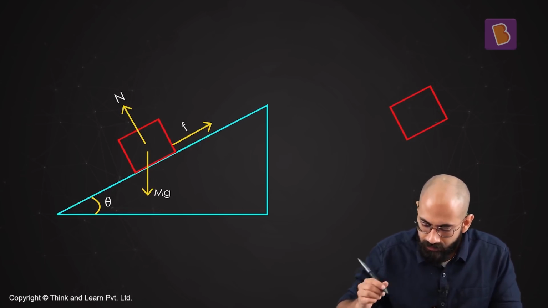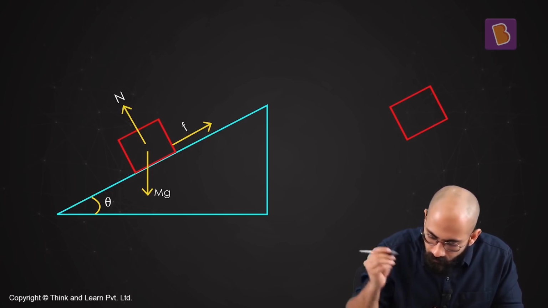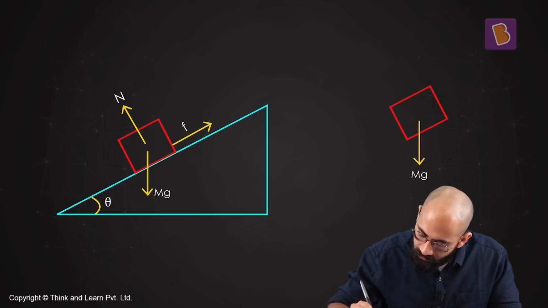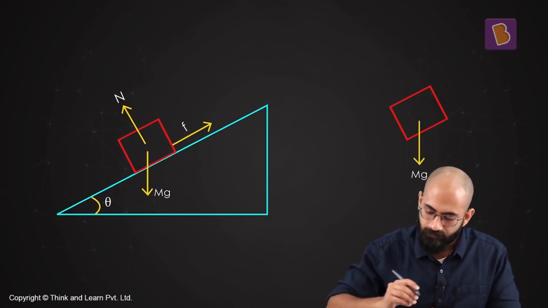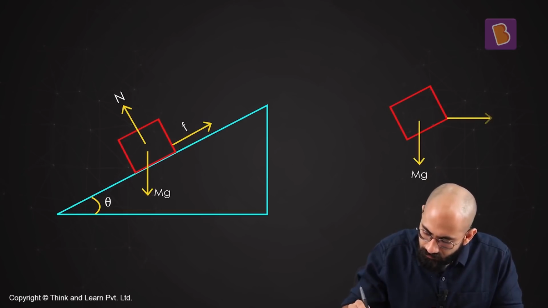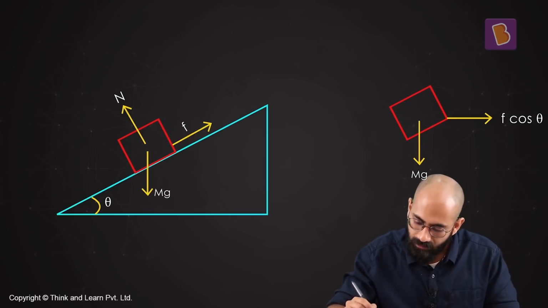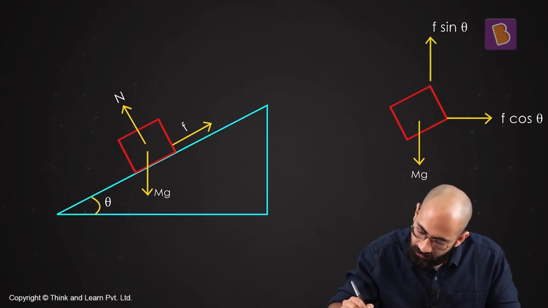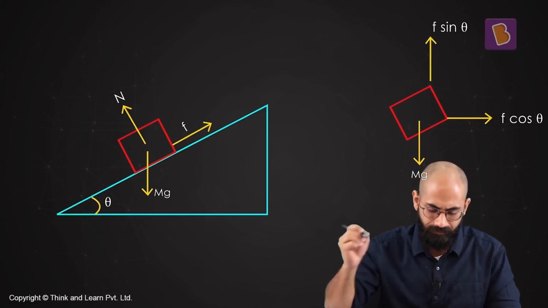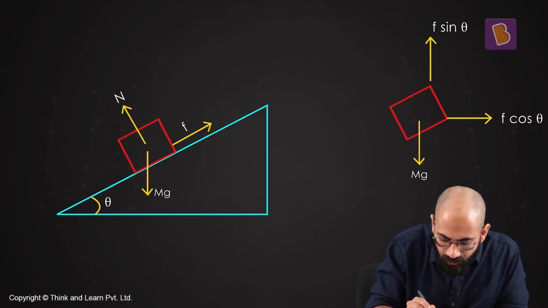So if I resolve it, this will become mg in this direction. If friction is acting at an angle of theta, then this will be f cos theta, and over here we have f sin theta. Now, what will be the direction for normal force? Let's figure out the components over here.